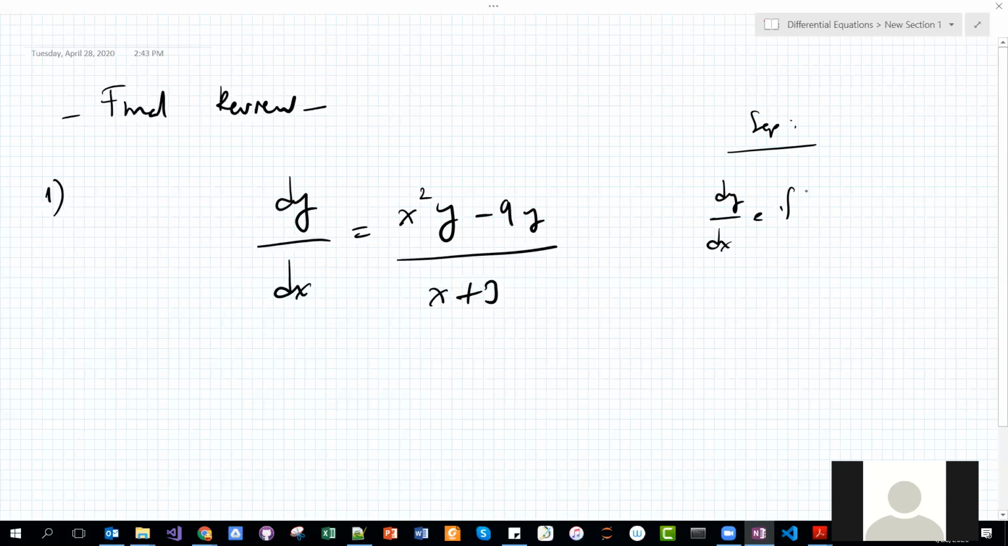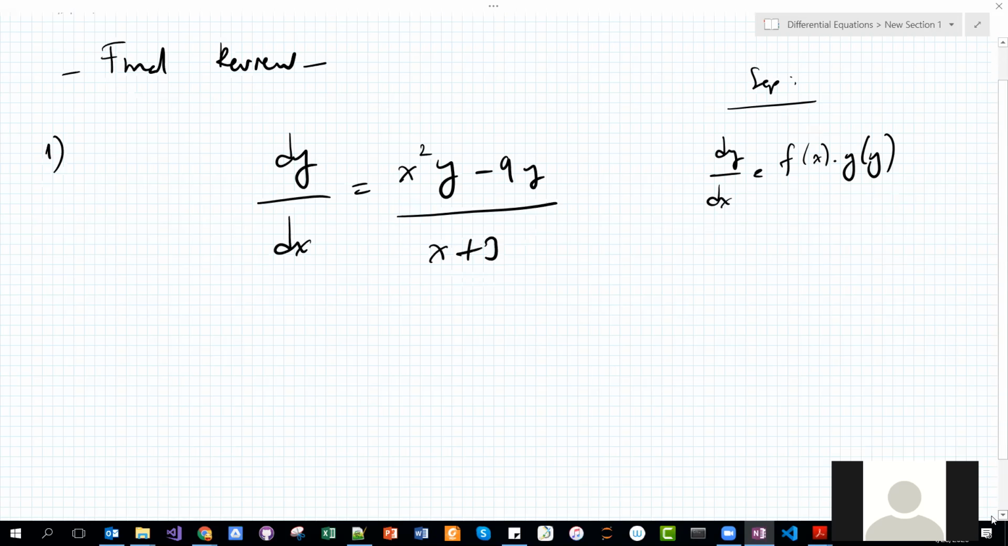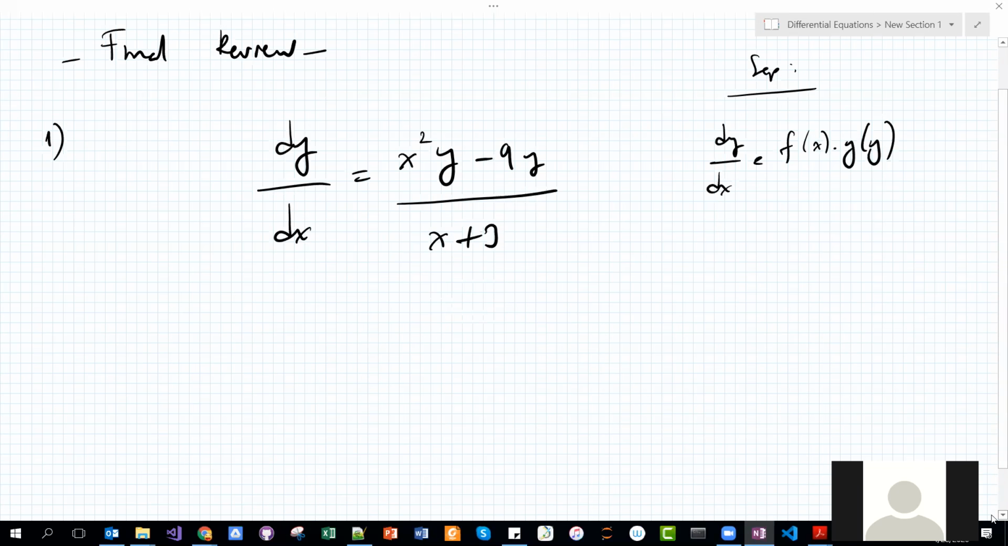So you need to be able to give me two separate functions, each of them given with respect to the other variable: f of x times g of y. I need to be able to write those two functions separately with respect to the different variables. If that's the case, I may be able to integrate easily. That is why, in this situation, I need to use algebra. I need to arrange the terms so that I can get the separable equation.